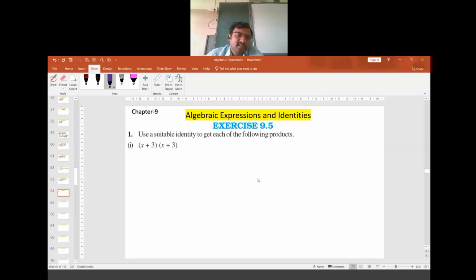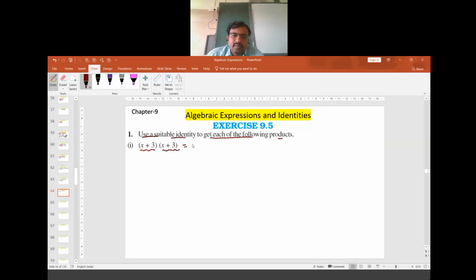Now, this type of question is very, very important. You should know how to write the answer using a suitable identity. We need to find the product. Here it is (x plus 3) multiplied by (x plus 3), the same repetition.